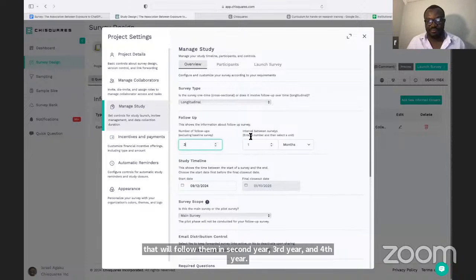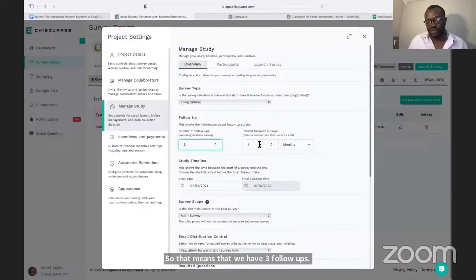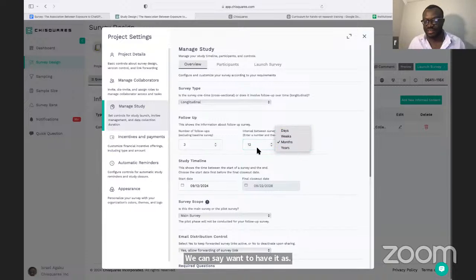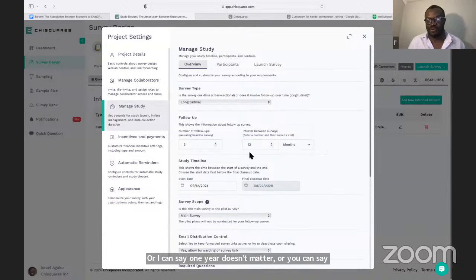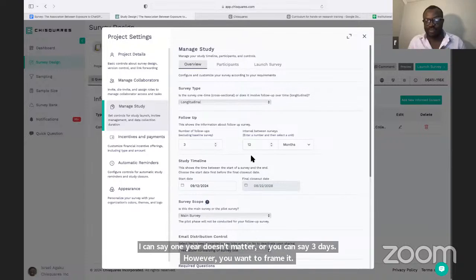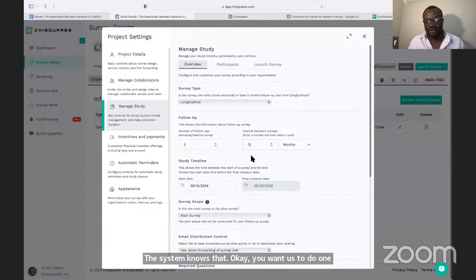The interval between follow-ups: is it 1 year, 1 month? So let's say 12. We can say we want to have it as 12 months, or you can say 1 year, doesn't matter. Or you can say 360 days, however you want to frame it. So the system knows that, okay, you want us to do 1 baseline survey and then 3 follow-ups.